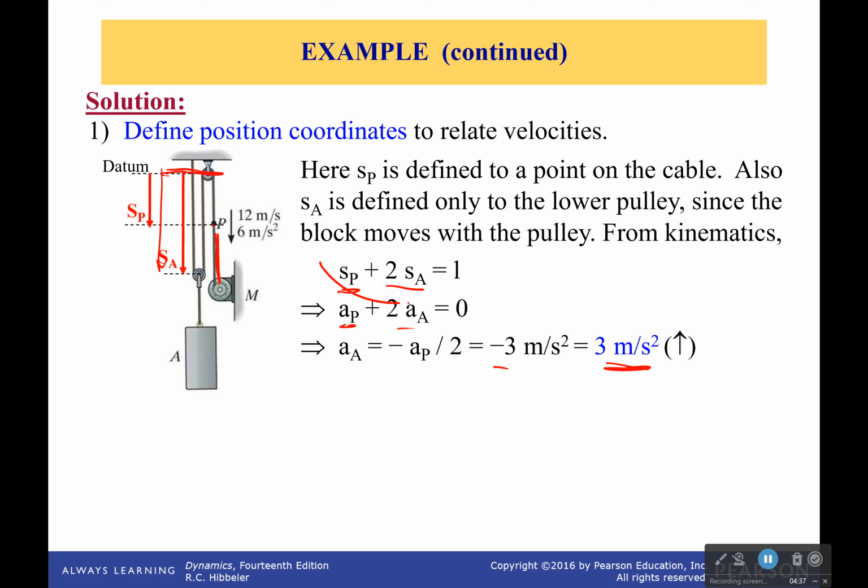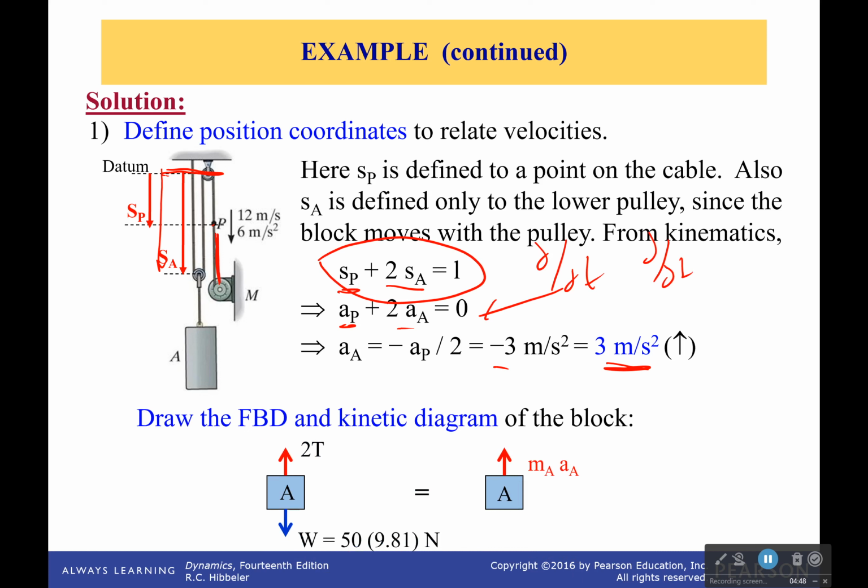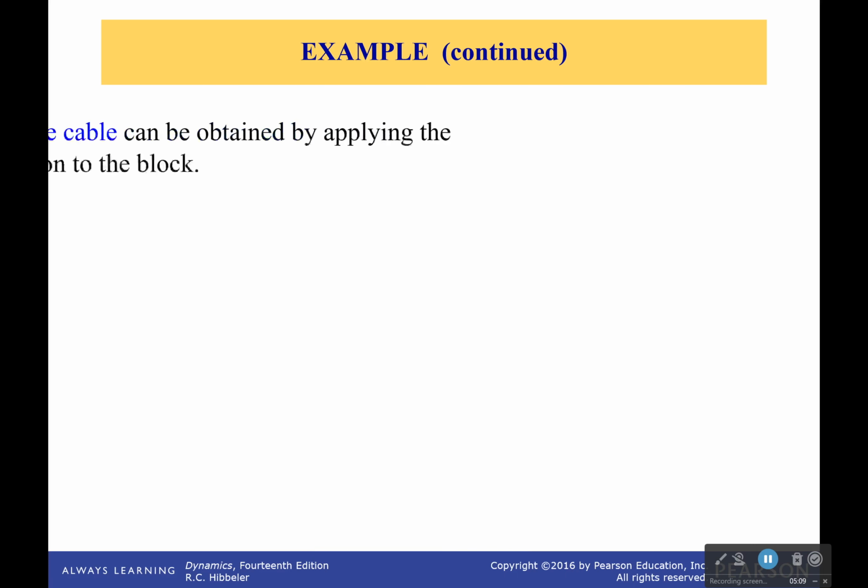Okay, so total length equation. I take derivatives twice to get here, and then I plug in what I know. Now that is enough to figure out the force in the cable, because I already know what the weight of that block is, and it's 50 times 9.81 meters per second squared newtons. I know that there's two T pulling it up. And that tension is enough to accelerate it. It's not just constant. This isn't statics, it's dynamics.